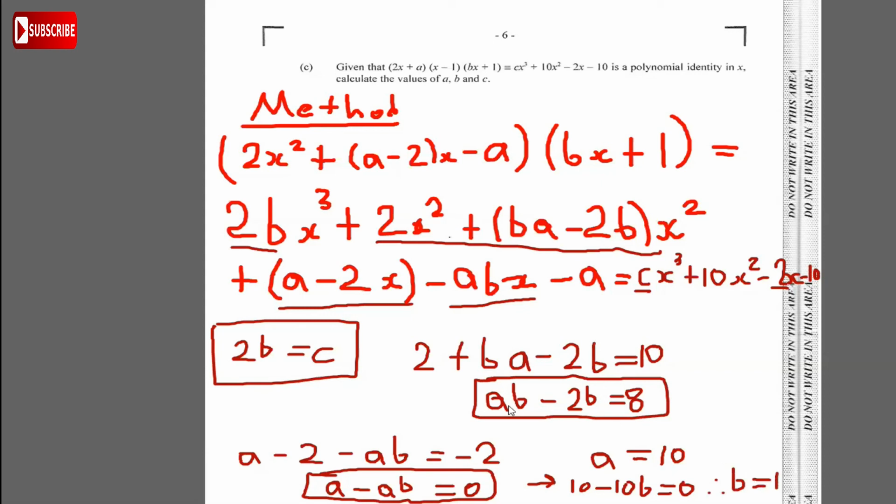If b is equal to 1, we can check it here. 10 times 1 is 10. 10 minus 2 is 8, so good. Then we get c, because c is 2b. And so therefore c is equal to 2 times b, and so c is equal to 2. So in conclusion, we get a equals 10, b equals 1, and c equals 2.